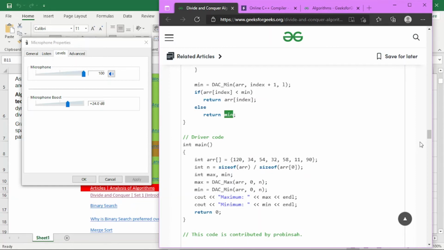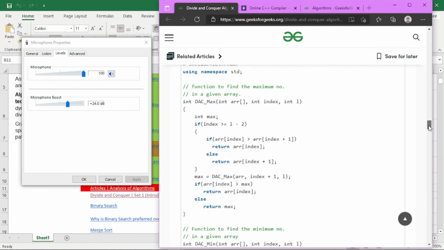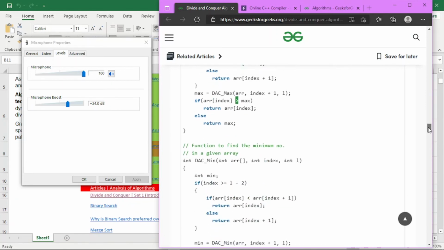So we will get minimum as 11. And same is the case with the maximum, just we have to change this less than to greater than symbol only in these two parts, and all other things are the same here.